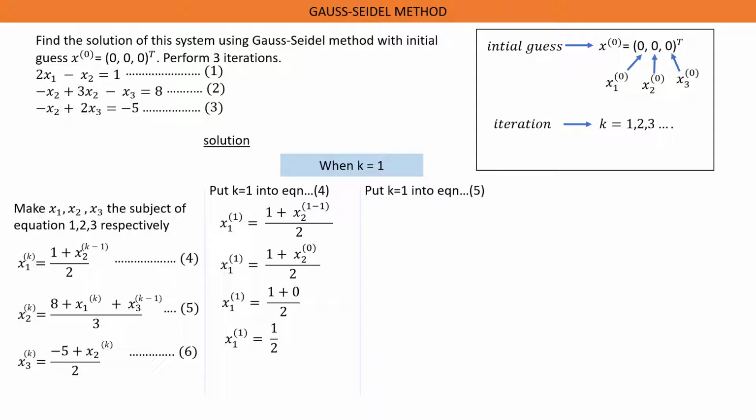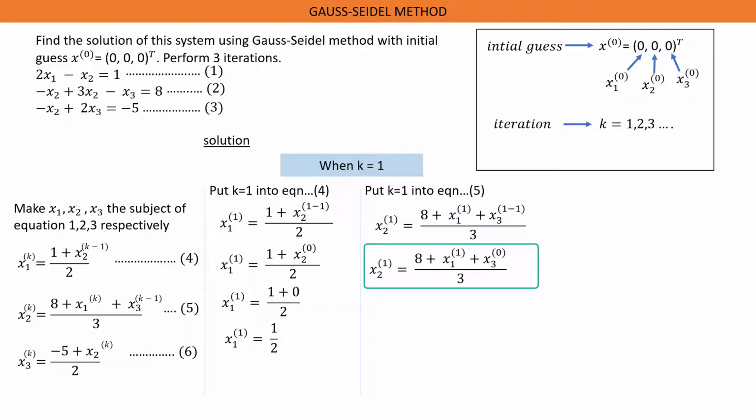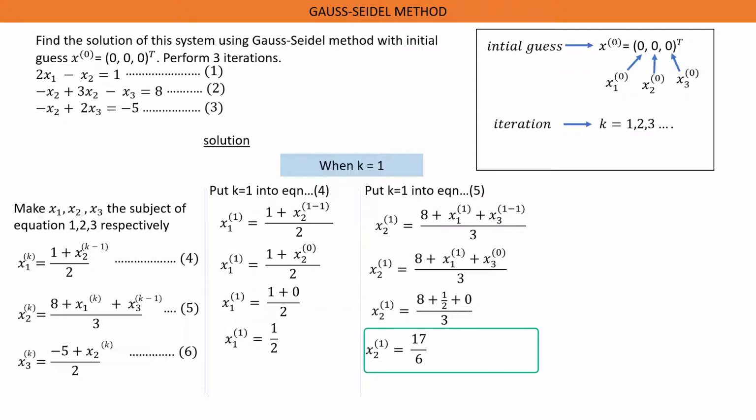Put K equals 1 into equation 5. This will give us this equation. Solving this will result in this equation. S1 iteration 1 is calculated in equation 4, that is 1 over 2. We will use that same value as I showed you over here. And the initial guess value of S3 is 0. Putting those values inside will give us this equation. Solving this will give us S2 iteration 1 equals 17 over 6.